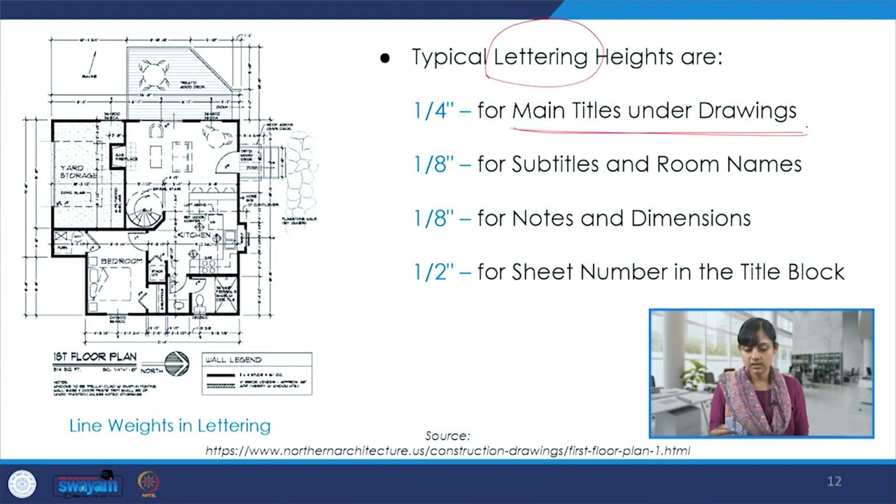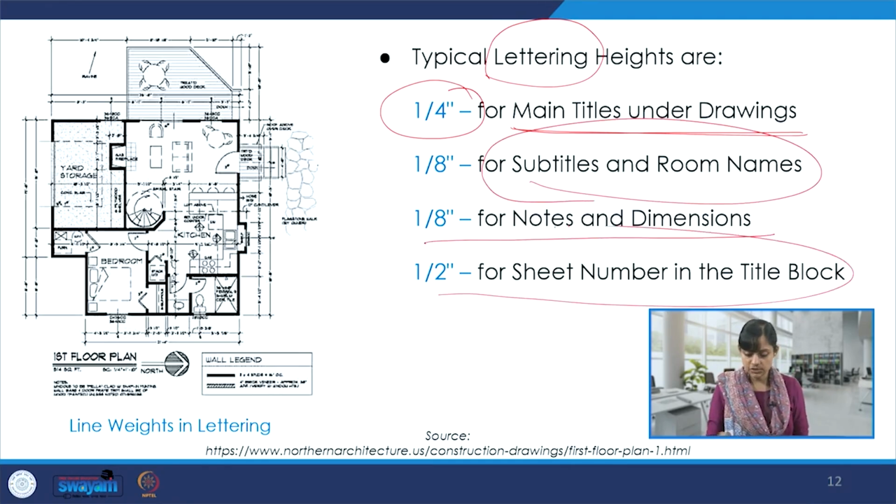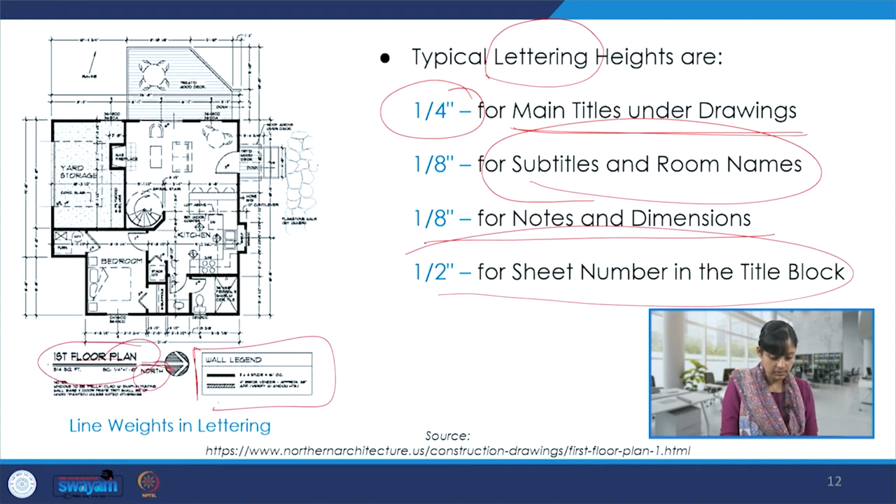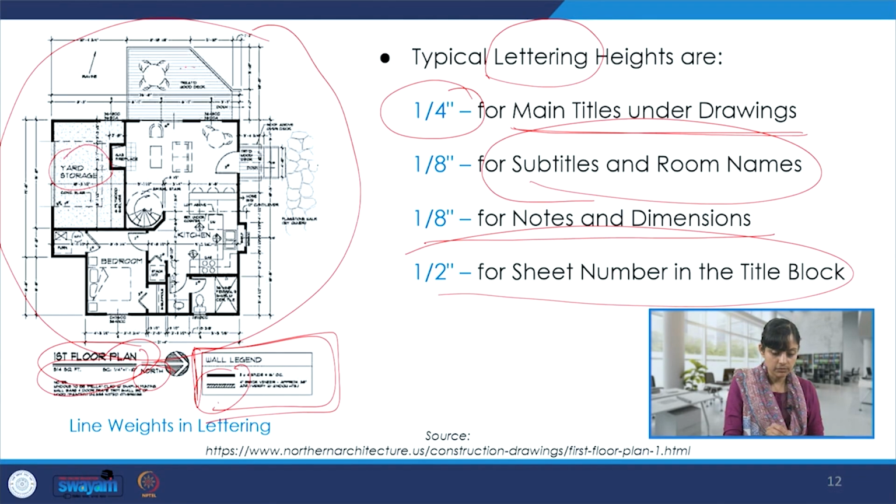So main titles under the drawings, there is a certain scale and dimension that is followed. Subtitles and sub-names have other dimensions. We have notes. We also have sheet numbering and title block over here. So main heading, other subheadings, the title, legend, and then within this drawing, we have another set of information. So we have text and dimensioning over here also. So as per the hierarchy of information, there is, of course, the play of dimensions along with line weights in the case of lettering also.